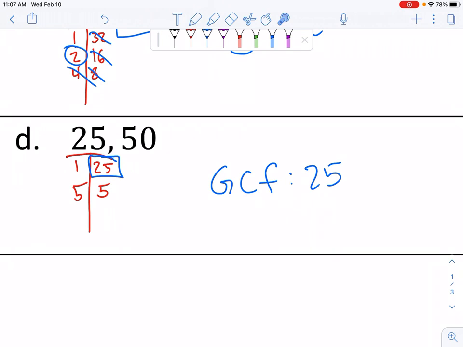5 goes into both of these as well, but it's not the largest number that goes in. 25 actually is the largest number. So sometimes the number itself is the greatest common factor.